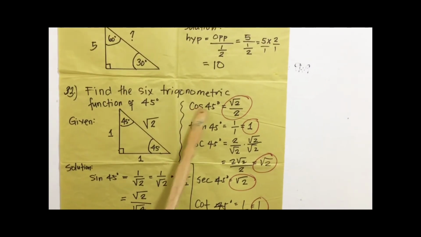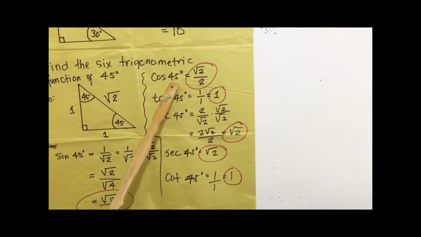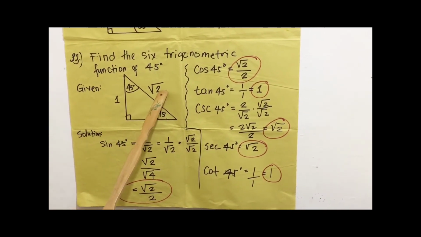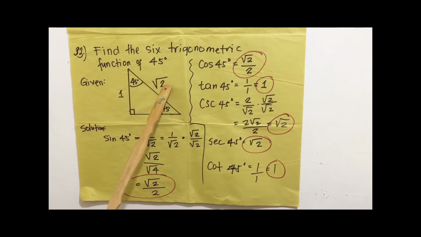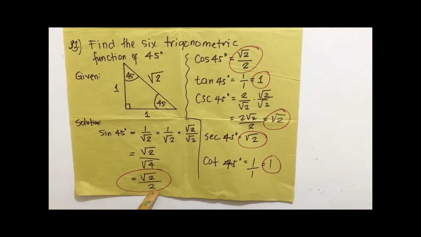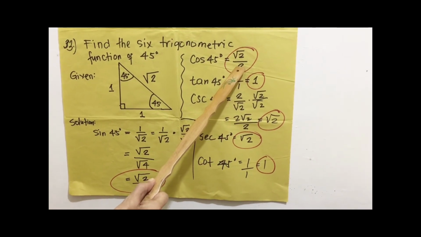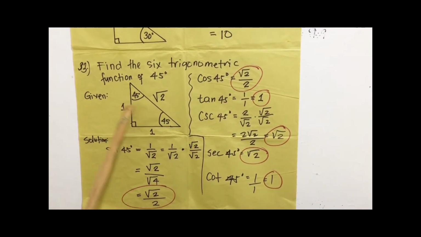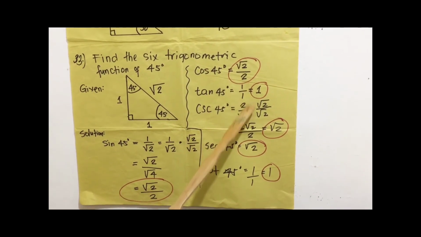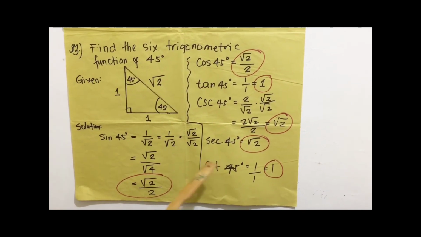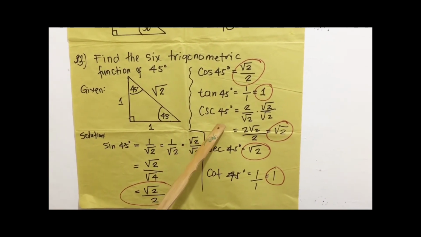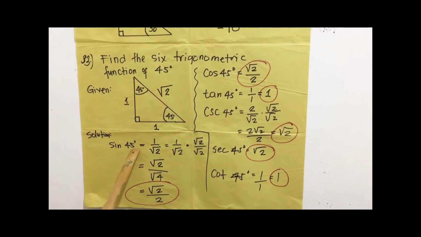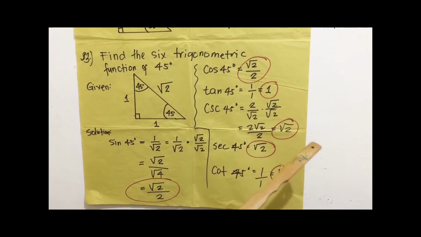And for the cos 45 degrees, we have the square root of 2 over 2 here. Okay, now tangent 45 degrees is equal to, we have 1 and 1, so 1 over 1 equals 1. And next is cosecant 45 degrees. So it's just the same as the result of sine 45 degrees. So we have the same answer.